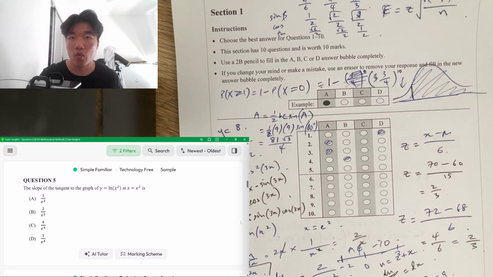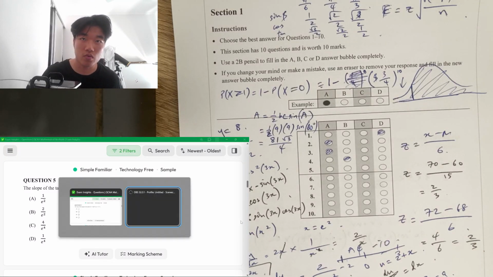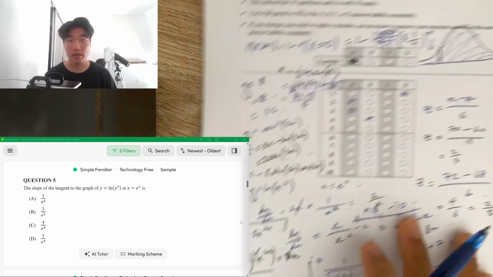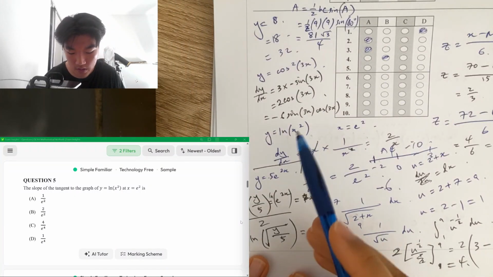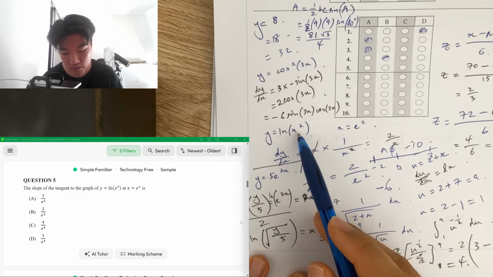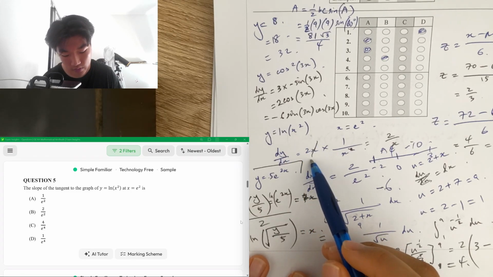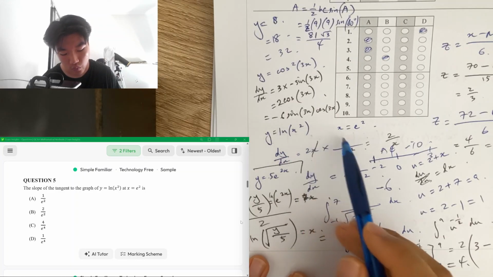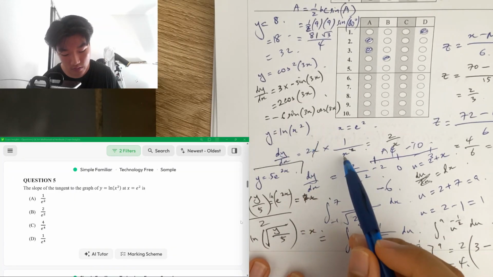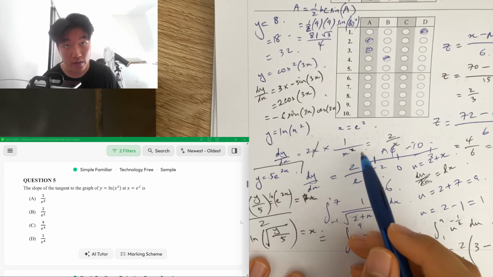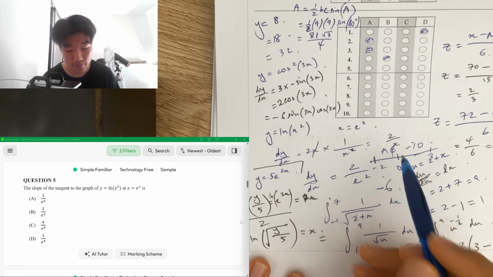Slope of a tangent at y equals ln of x squared at x equals e squared. Okay, so here I've done the question. Yep, we're deriving it. So chain rule, when we derive the inside, x squared goes to 2x, and then we're multiplying by the derivative of ln. So it's 1 over whatever's inside the brackets, which is x squared. The x's cancel, leaving us with 1 x in the denominator, so it's 2 over x.